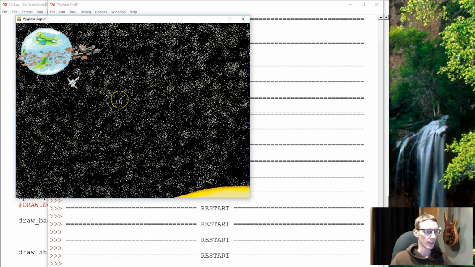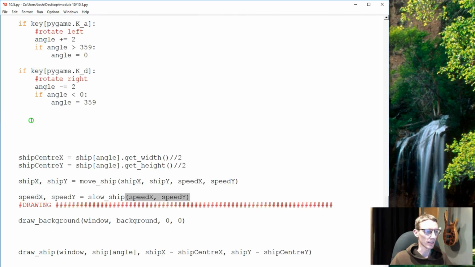So now when I run it, if I start off in this direction and I let go, you can see our ship has slowed down, but it seems kind of weird at the end. It's really kind of drifty at the end there, and it's still just ticking along 1 pixel at a time.